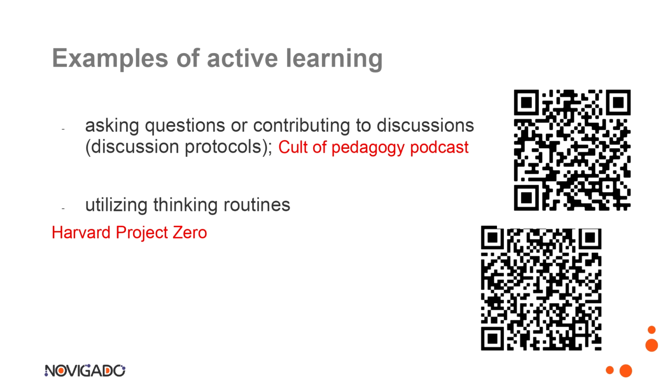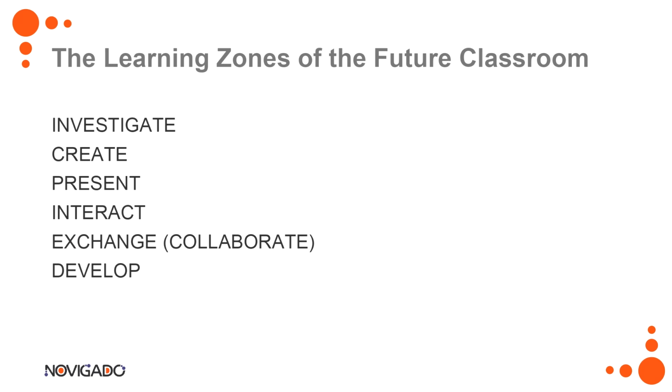And last but not least, I would like to end with the learning zones of the future classroom, which I hope will nicely link to what Xavier will talk about. So to be active, students need to investigate, to be active researchers. Students need to create content and engage in creative reimagination of the content. They can present their product. They can give and get feedback. They can interact with each other, but also with the teacher.